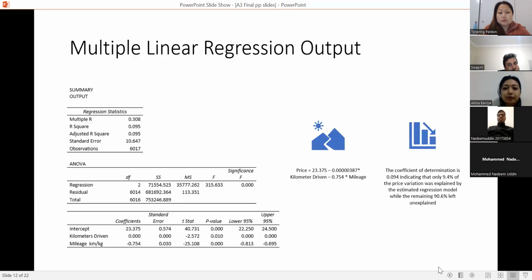Yep, next one. Multiple linear regression output. Here, the multiple linear regression equation is price equals 23.375 minus 0.000378 into kilometers driven minus 0.754 into mileage. The coefficient of determination is 0.094, indicating that only 9.4% of the price variation was explained by the estimated regression model, while the remaining 90.6% is left unexplained.